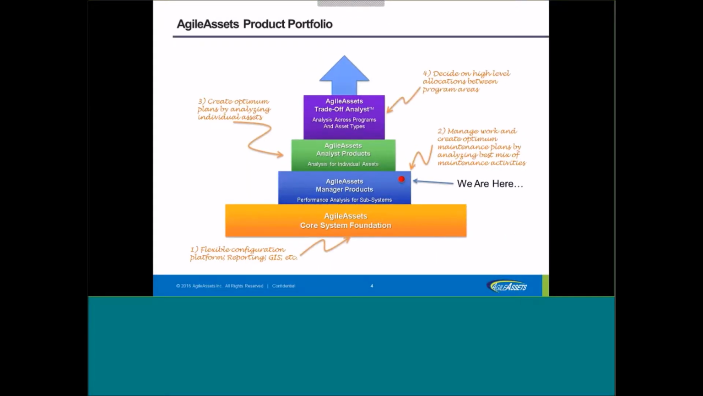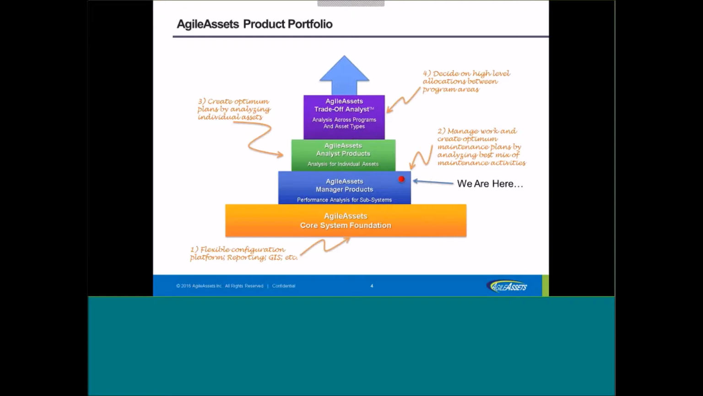So the AgileAssets product portfolio in general is split up into various kind of tiers almost. At the bottom there, the core system foundational tier, that is where a lot of stuff is happening, and whatever module you have with AgileAssets, you always have that core system foundation. The kind of next level up that we typically talk about is your manager products, the AgileAssets Manager products, and that's where we are. That's what we're going to be talking about today.